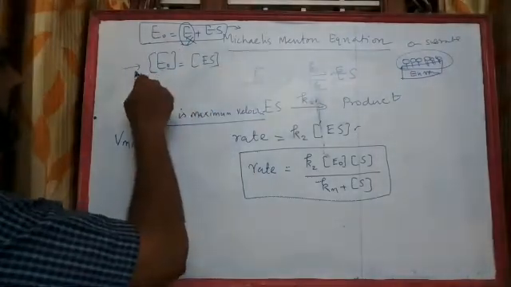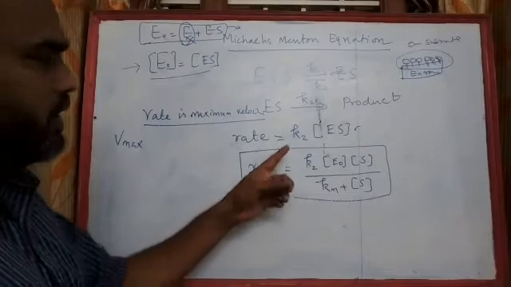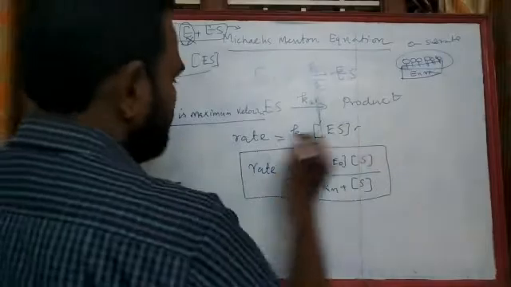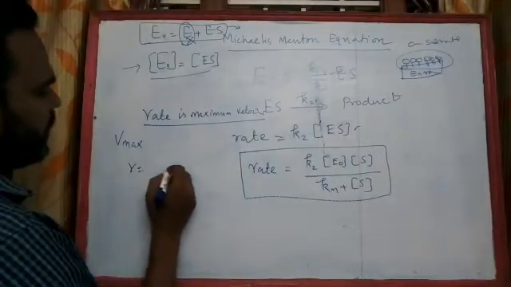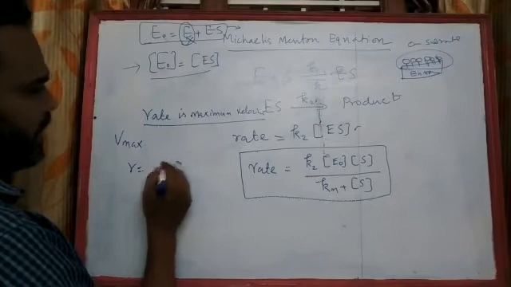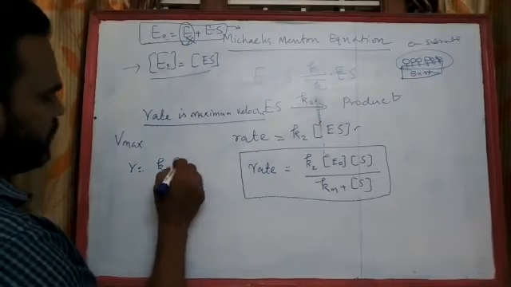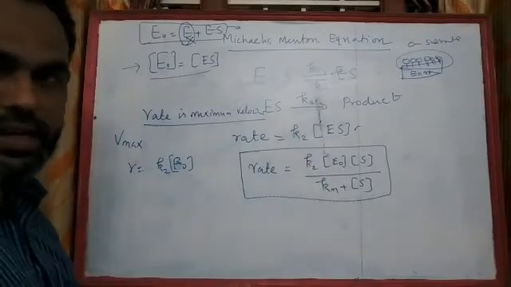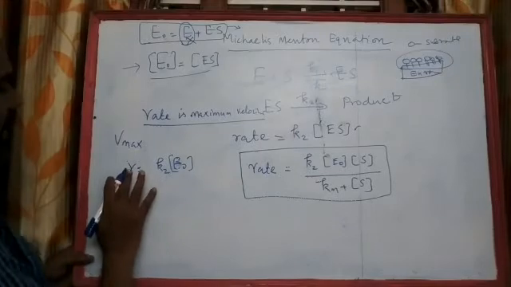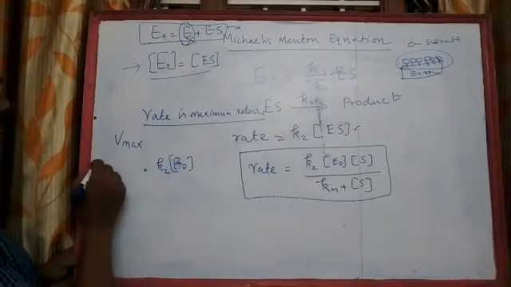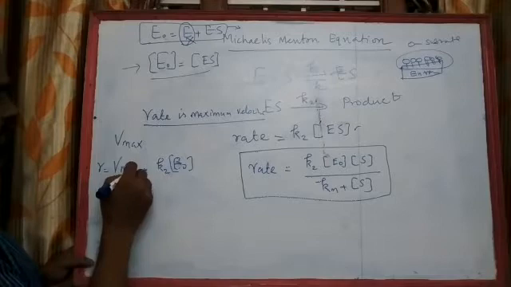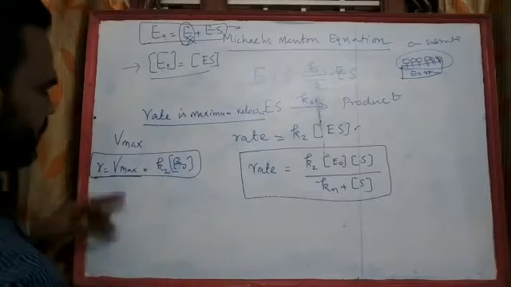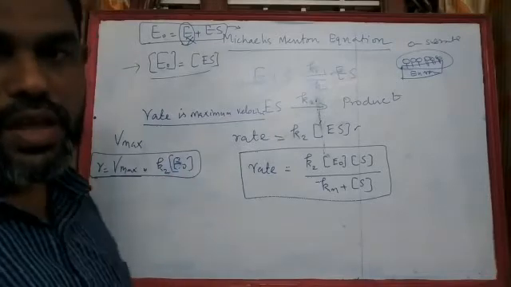Therefore, I can write E0 equal to ES. If I substitute this in the equation, the rate becomes K2 into E0. Instead of ES, I can write E0. And this rate is called Vmax, the rate proceeding at maximum speed. So the formula for Vmax is equal to K2 into E0.